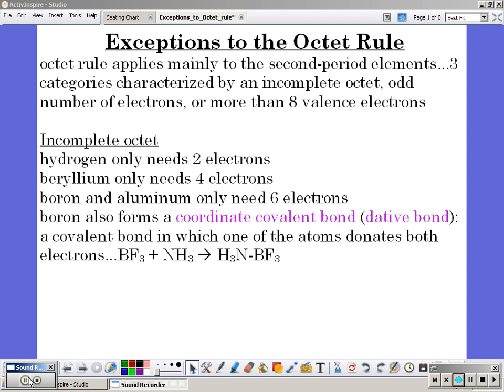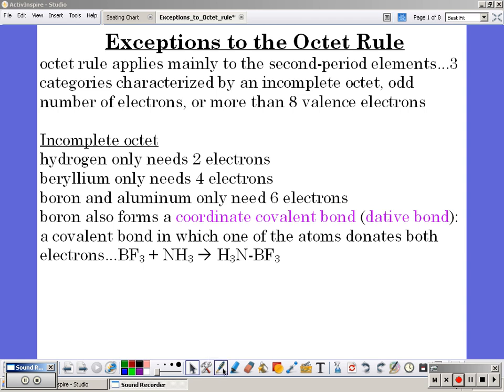Beryllium is actually stable with 4 valence electrons. Boron and aluminum both are stable with 6. Boron is special because it also forms something called a coordinate covalent bond, or a dative bond. This is a covalent bond in which one or more atoms donates both electrons that are being shared.